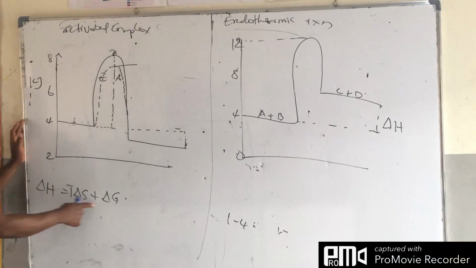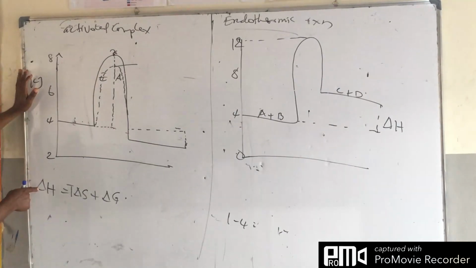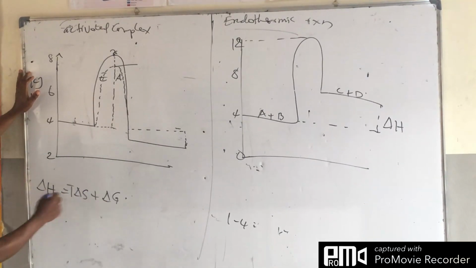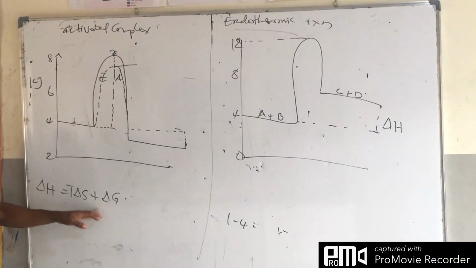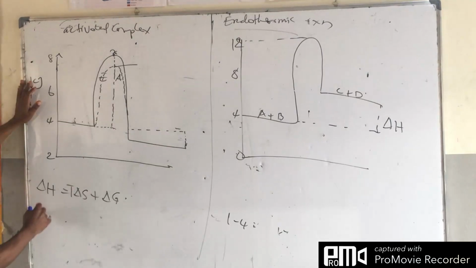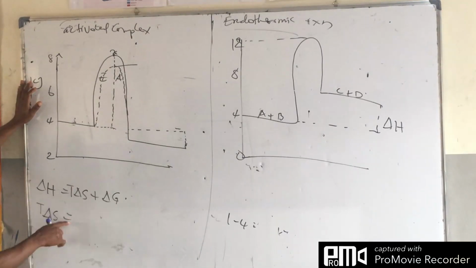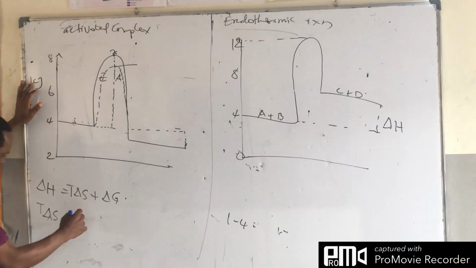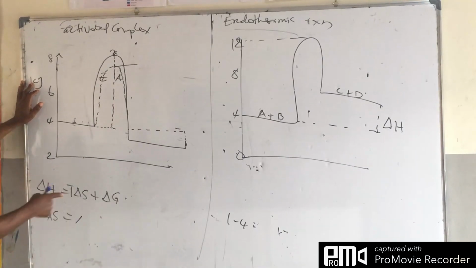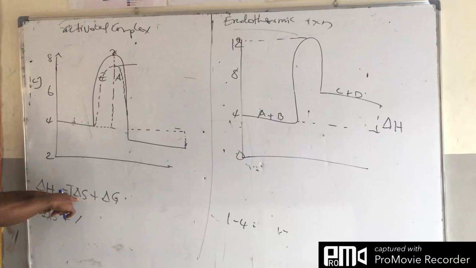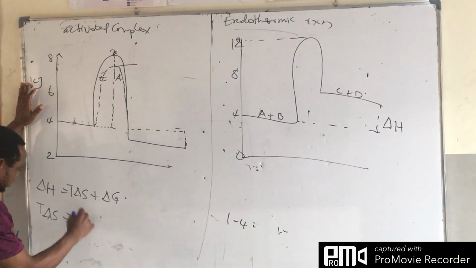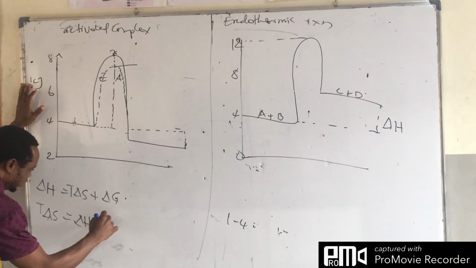Now, if you have delta H, which is the total internal energy, made up of these added together, from here you can bring out the other one. You can find T delta S from this equation. T delta S gives us delta H minus delta G.